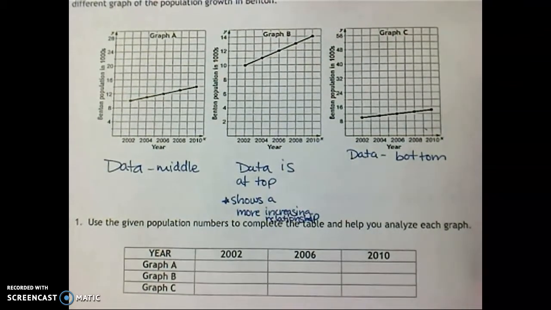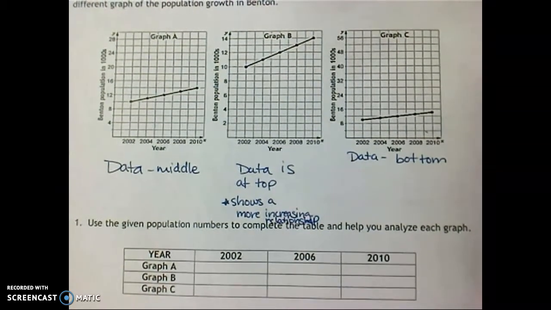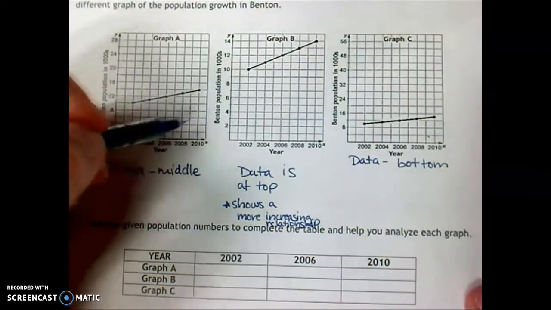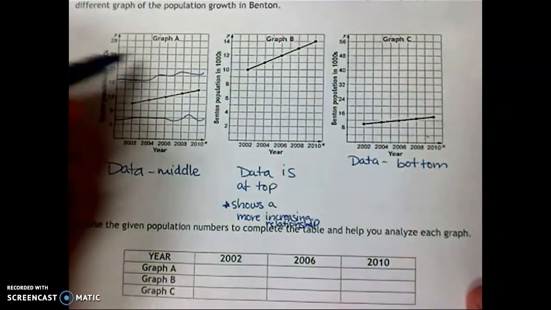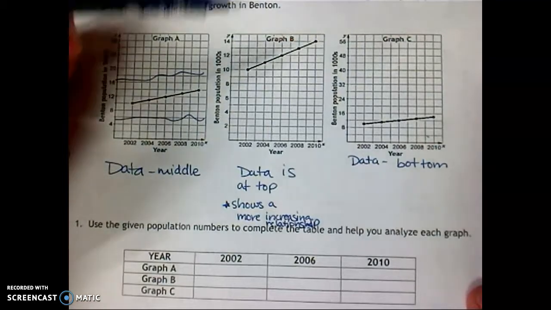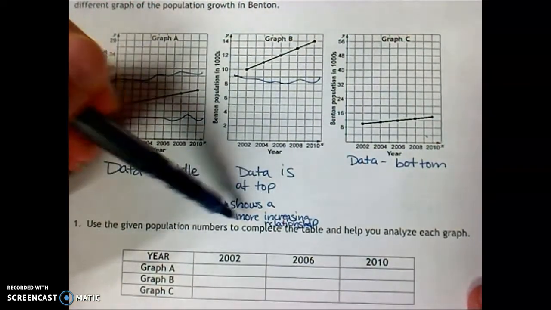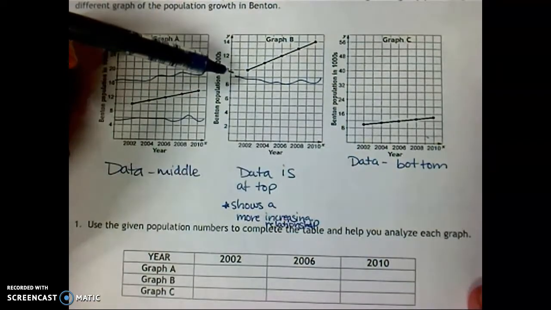Had to get a new piece of paper. I messed up. But if you look at the three graphs, okay, so graph A, your data is located in the middle of your graph where you have space above and below your data. On graph B, your data is located more at the top. Okay, this is going to show more of an increasing relationship.